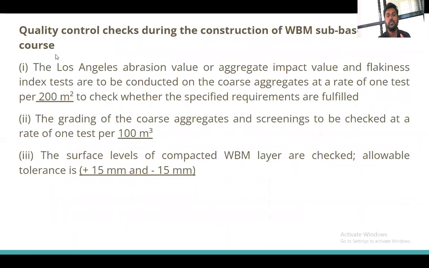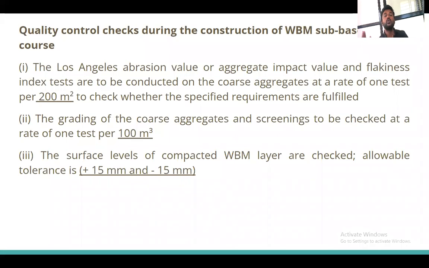And the quality parameters that are same, we have to conduct the different tests. Los Angeles abrasion value test, aggregate impact value test, and flakiness index test should be conducted on the coarse aggregate at the rate of one test per 200 square meters. Okay, means what? At each and every 200 square meter area, the aggregate impact value test, flakiness index test, abrasion value test, likewise, all the tests should be carried out.